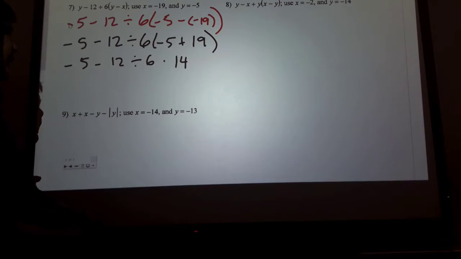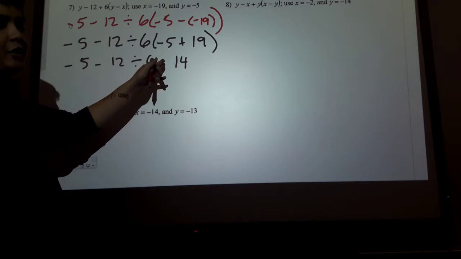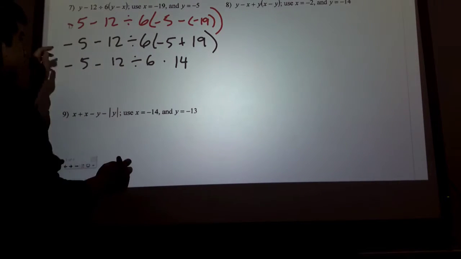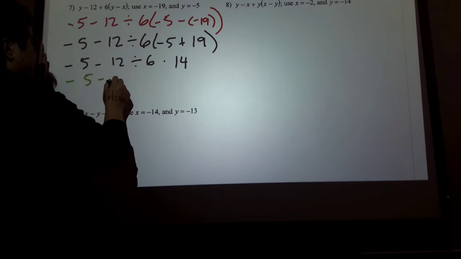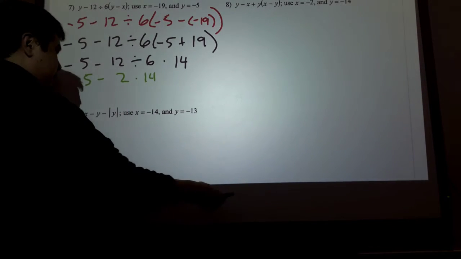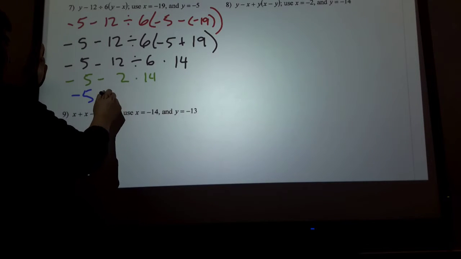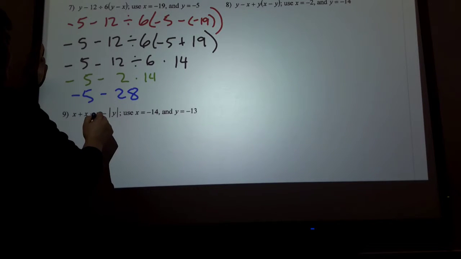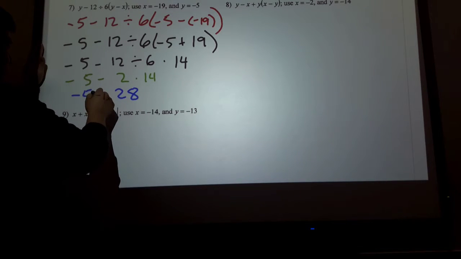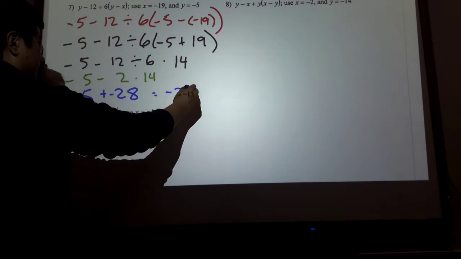From this point on, we again need to follow order of operations, which means that we're going to do the division, and then the multiplication, and then the subtraction. So 12 divided by 6 is 2, negative 5 minus 2 times 14, then we do 2 times 14, which is 28, so negative 5 minus 28. Negative 5 minus 28 is, again, the same thing as negative 5 plus negative 28, which gets us our negative 33.